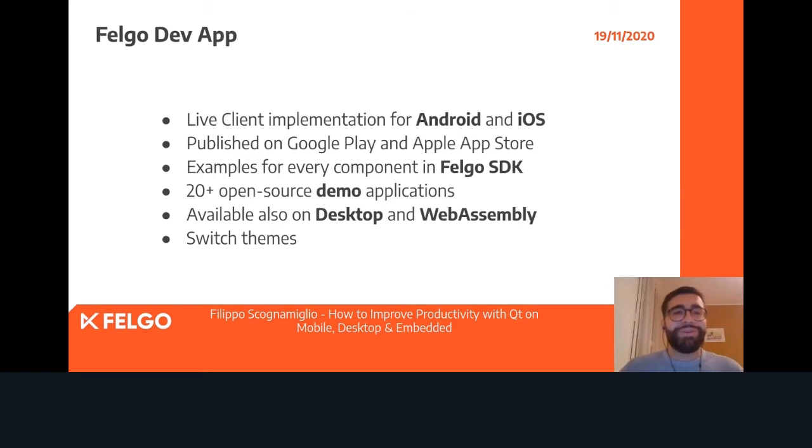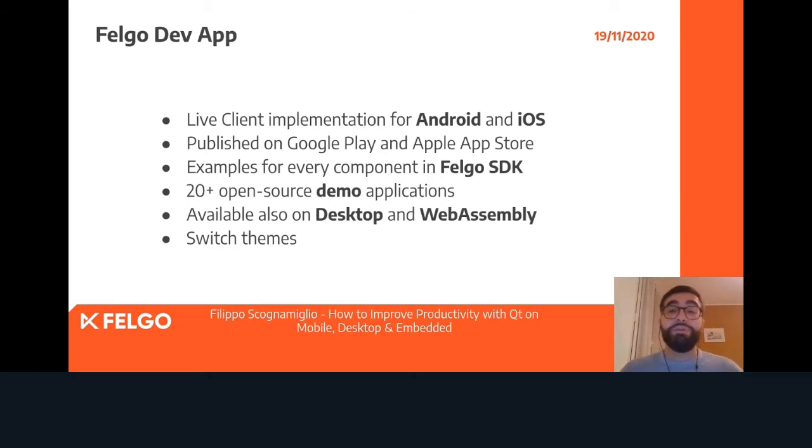So we introduced the Felgo Dev App. And what is it exactly? The Felgo Dev App is a live client implementation for Android and iOS, which means that it can behave as a live client, like the one we saw before. If the Dev App is connected on the same network as your development machine, it will be able to see the development machine and receive code directly from that.